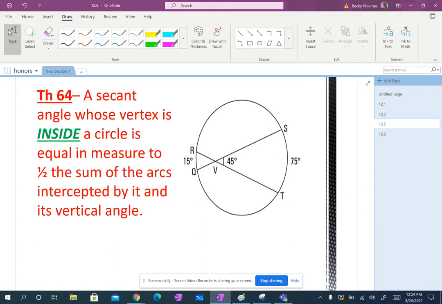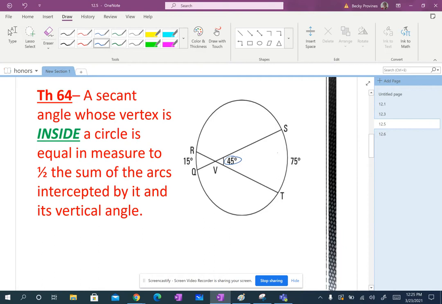A secant angle whose vertex is inside of a circle is equal to half of the sum of the arcs intercepted by it and its vertical angle. Okay, again, wordy, wordy, wordy. So here's what it's doing. Now, I told you the answer. Here's how we get it.